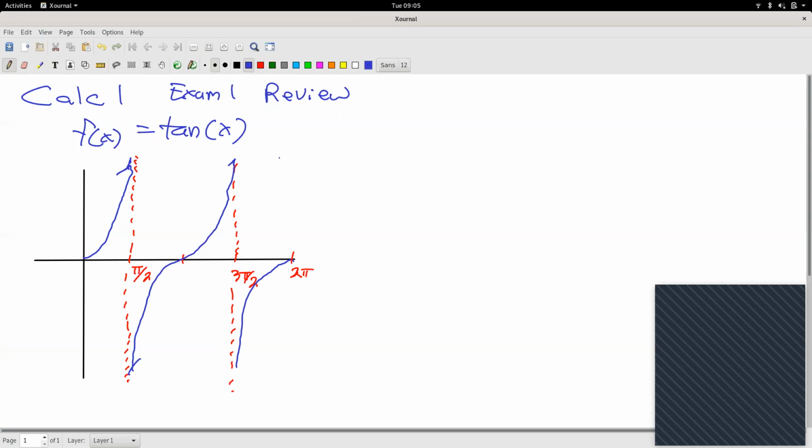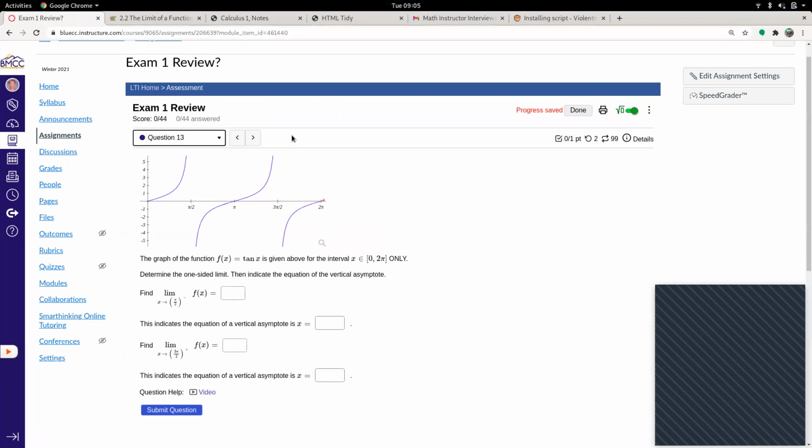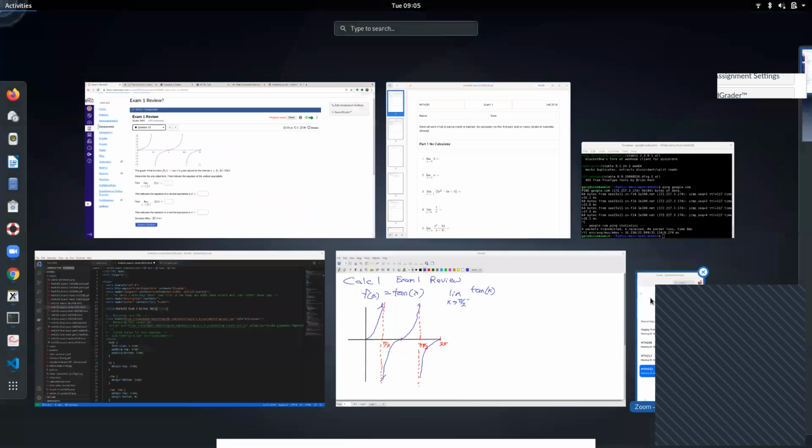So here's my function. And I want to know what is the limit as x approaches pi over 2 on the left side of the tangent of x. Make sure I got that right. Limit as x approaches pi over 2 on the left of this function, and then 3 pi over 2 on the right. All right.